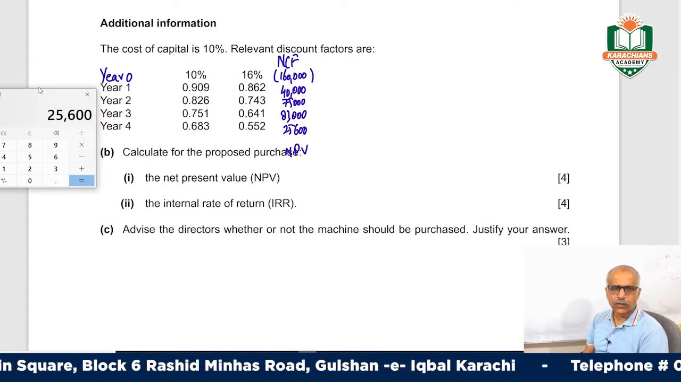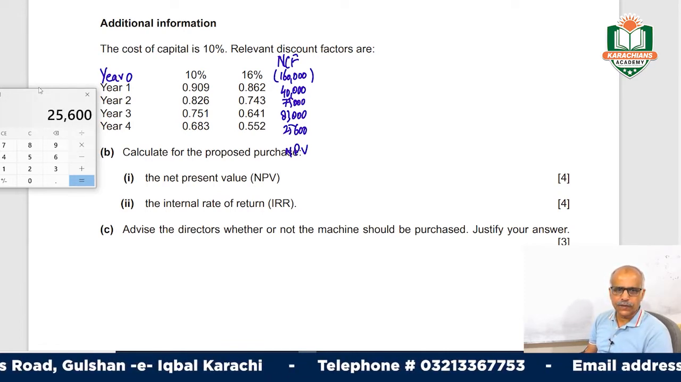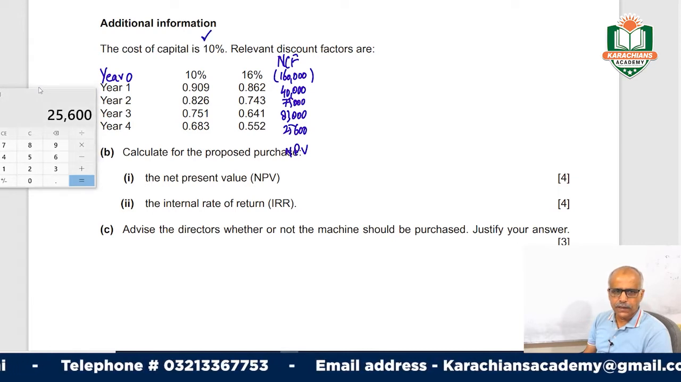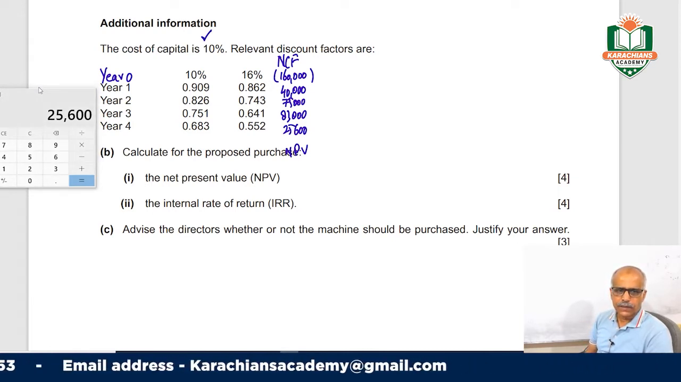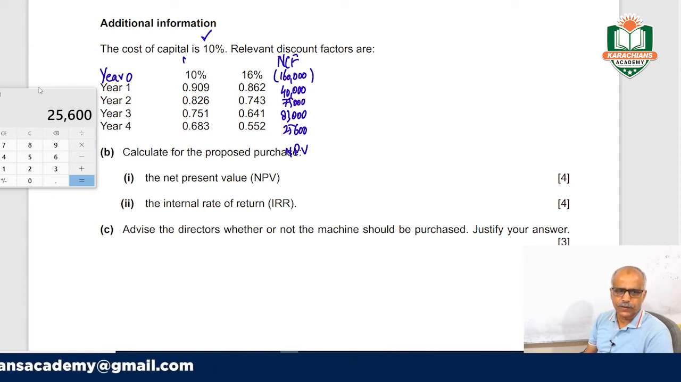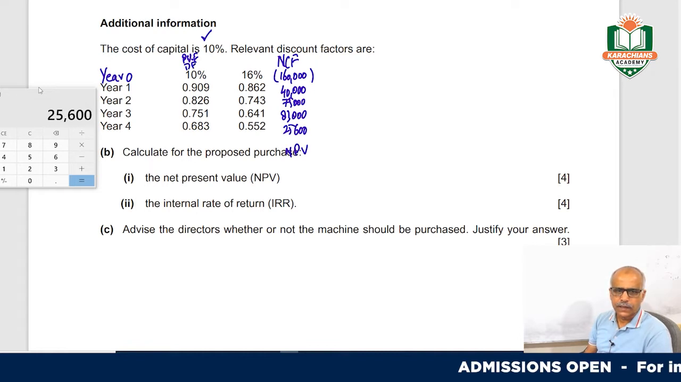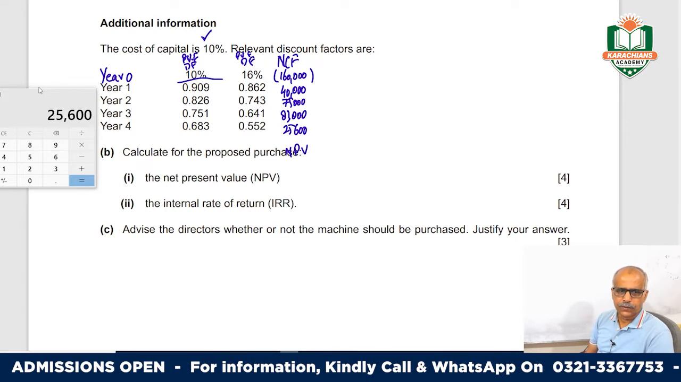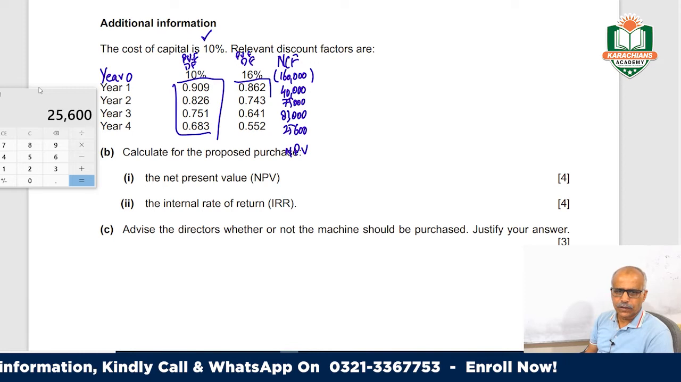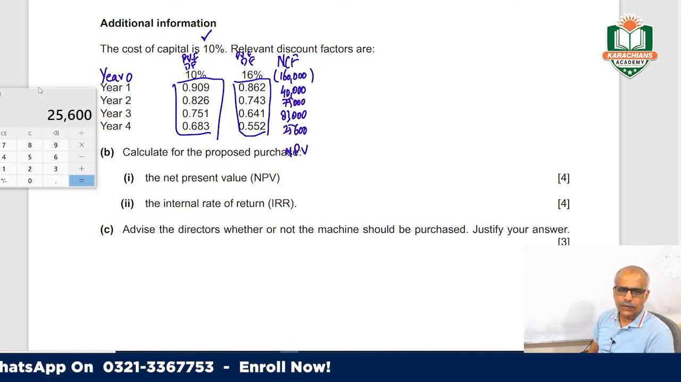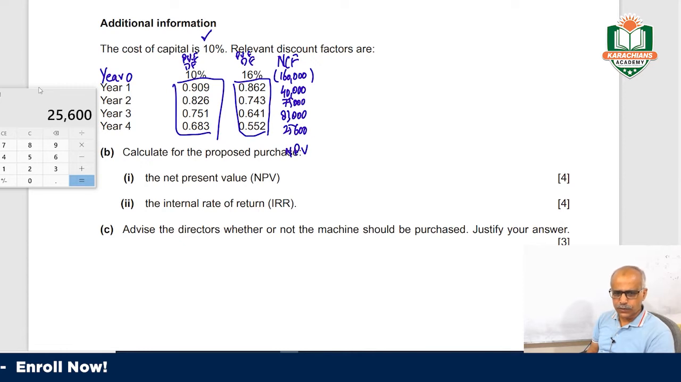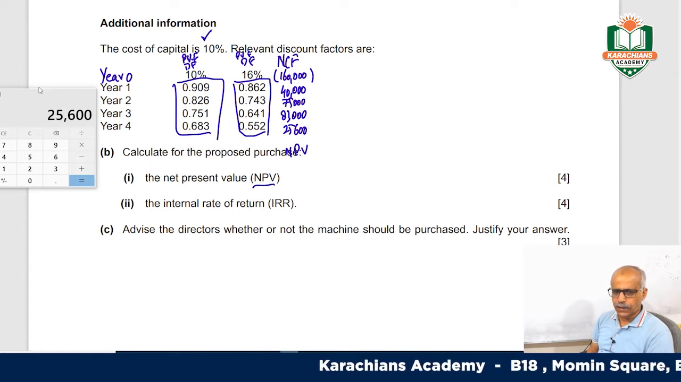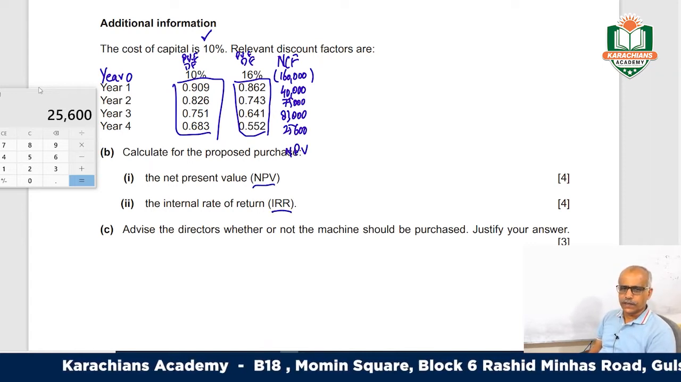What it says, the cost of capital is 10%. Relevant discount factors are given. On 10%, they have given you the present value factor, PVF, or we can say DF, discount factor. At 16%, they have given you the PV factor or discount factor. Calculate the proposed purchase, the net present value, NPV and IRR. We have to calculate NPV and IRR.